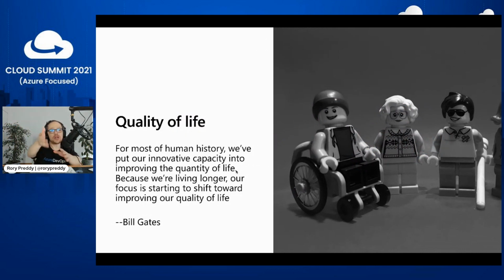And it's summed up by the quality of life statement by Bill Gates. For most of human history, we put our innovative capacity in improving the quantity. More. Because we're living longer, our focus is starting to shift towards improving the quality of life. We care because we can. We can improve people's lives. So we should want to improve people's lives because we can, not because there's legislation coming through.